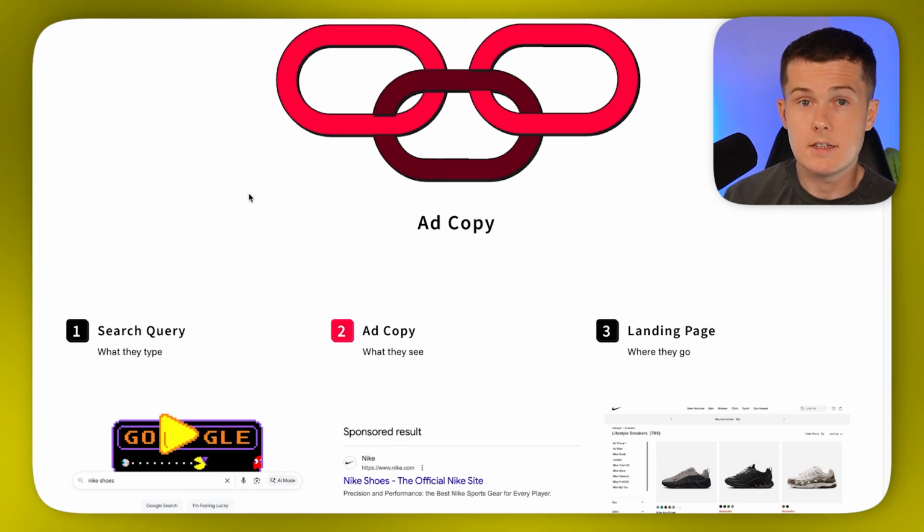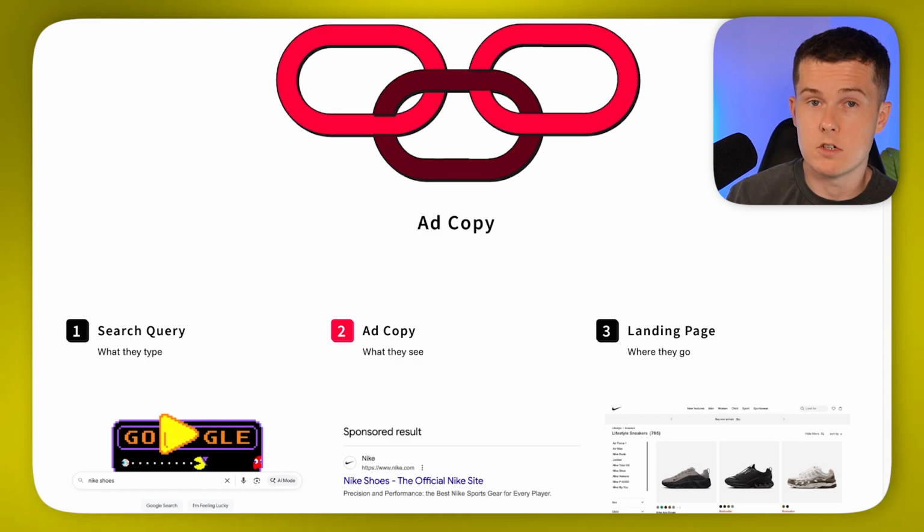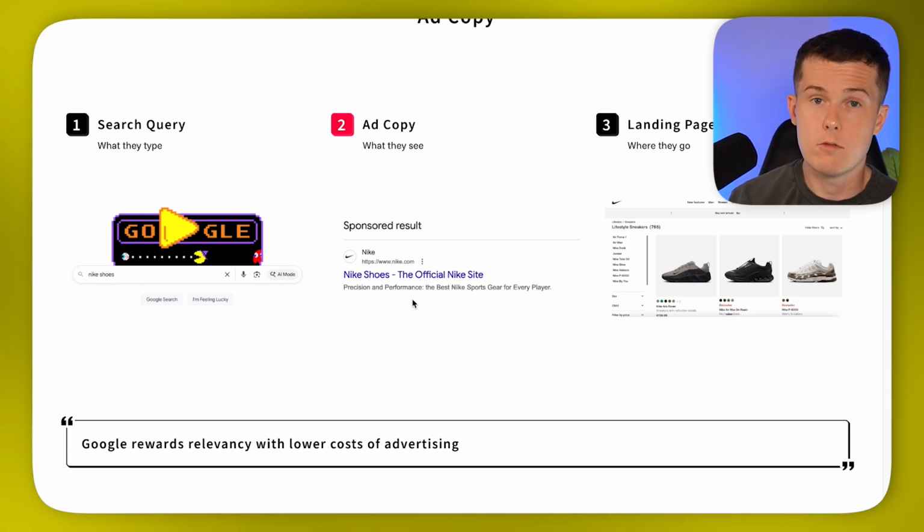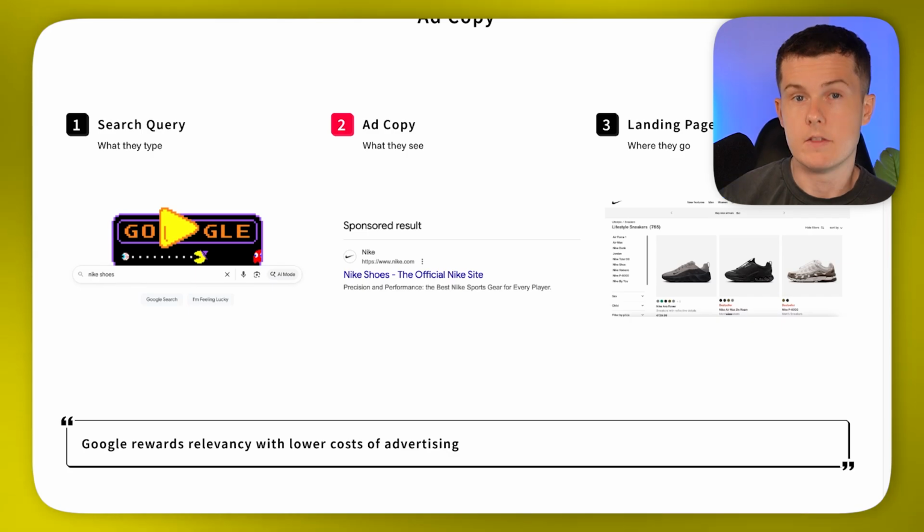You see, if there's any disconnect between these 3 elements, you lose them. They'll hit the back button faster than you can say bounce rate. But here's what's really interesting, and this is where most advertisers miss out on serious money. Google actually rewards this relevancy through their quality score system. When your congruency chain is tight, Google sees your ad as super relevant to the user search query. And this relevancy directly impacts your quality score, which is Google's way of measuring how useful your ad is to the searcher.